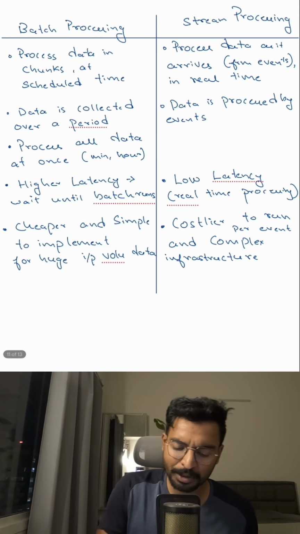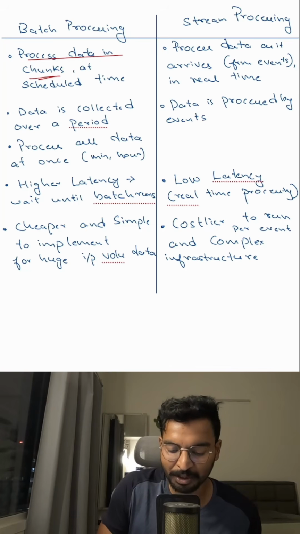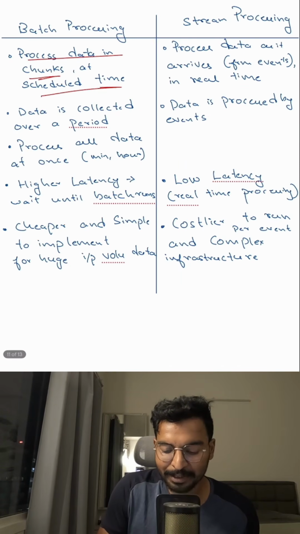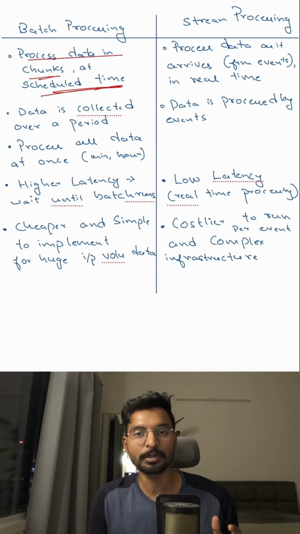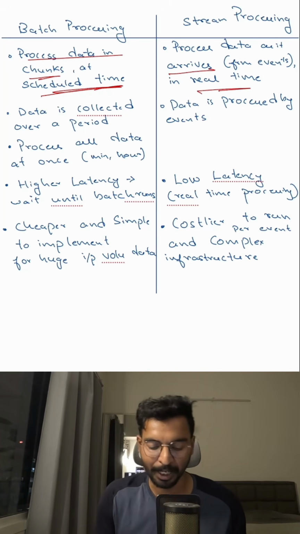So in batch processing, the data is processed in chunks, as we have seen. It happens chunk by chunk, at a scheduled time. Whereas in stream processing, the processing happens on the data when it arrives. Majorly, it is real time.